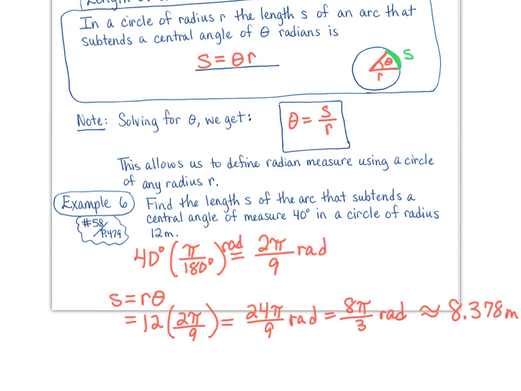And we don't need to write radians here, because note that it says a circle of radius 12 meters, so here, this should be meters. Because remember, you're finding the length. Okay?